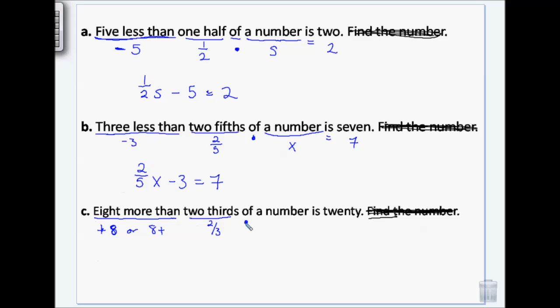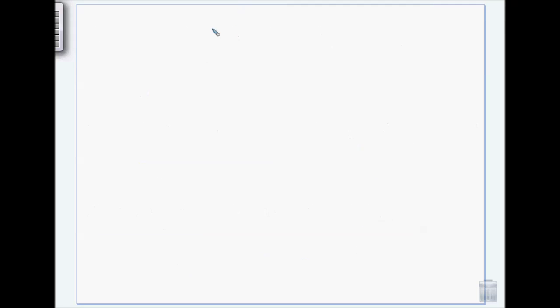2/3 times y equals 20. So I can write this two ways. I can either write 8 plus 2/3 y, or I can do 2/3 y plus 8 equals 20. That's just a preference. It's the same thing. Put it in the notes, or maybe just write it underneath or to the side.